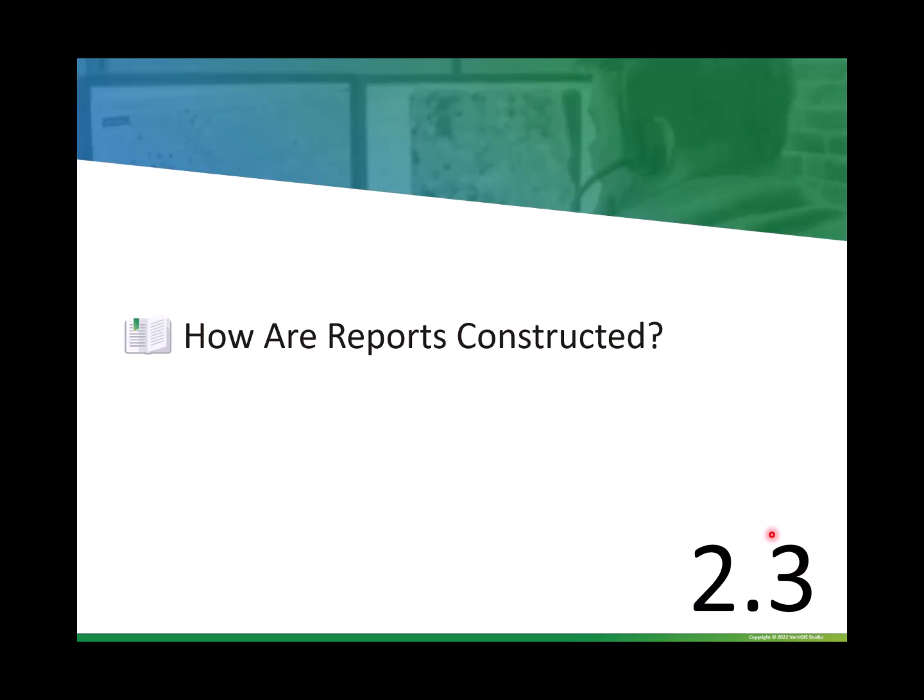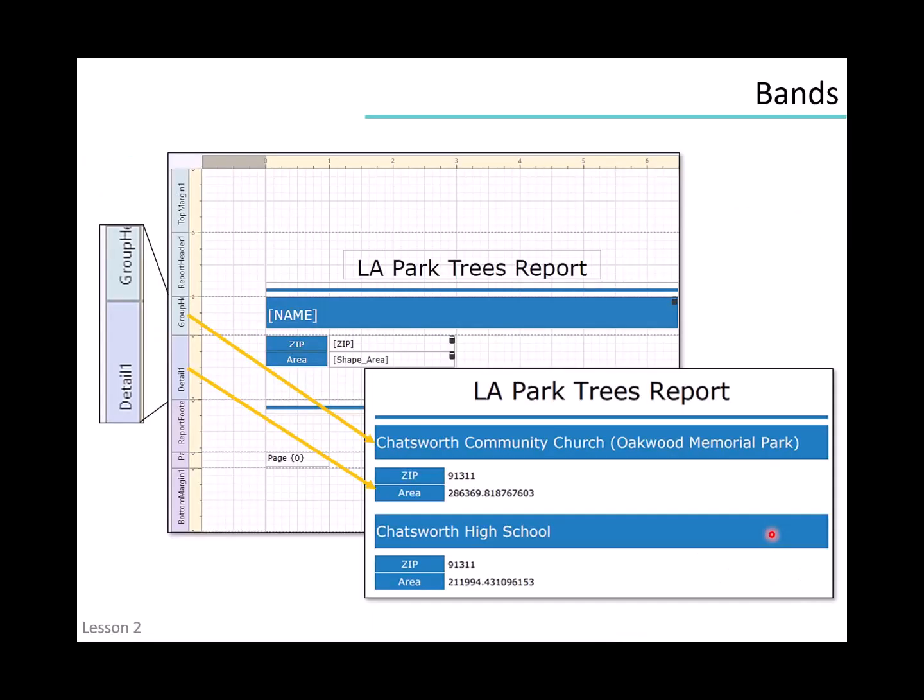Now, when it comes to constructing the report, this is creating the report template. The report template consists of bands and controls. You can think of the bands as the building blocks of your report. They're essentially the chunks of the report that are going to get populated depending on what information is passed into the report.